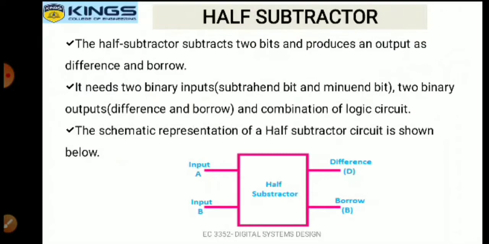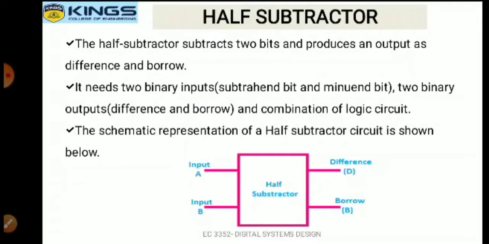Now let us start with the half subtractor. The half subtractor subtracts 2 bits and produces an output as difference and borrow. It needs 2 binary inputs and 2 binary outputs. The 2 binary inputs are the subtrahend bit and the minuend bit. The 2 binary outputs are difference and borrow. So this is the schematic representation of a half subtractor circuit.